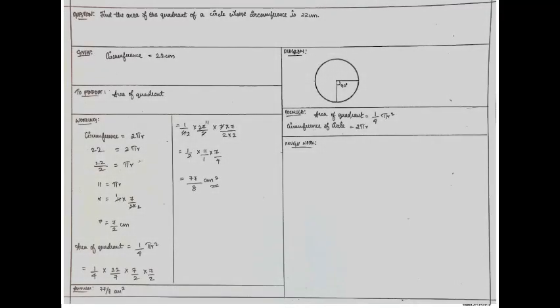Fourth question, find the area of the quadrant of a circle whose circumference is 22 centimeter. So in this question, they have given that circumference is 22 centimeter, but now we are going to find out the area of quadrant. So area of quadrant is 1 by 4 pi r square. So first, we are going to find out the radius. So circumference formula is 2 pi r. So circumference they have already given as 22, which will give you 22 is equal to 2 pi r.